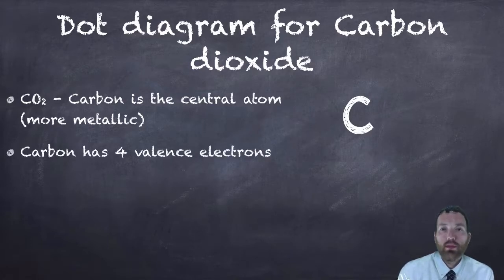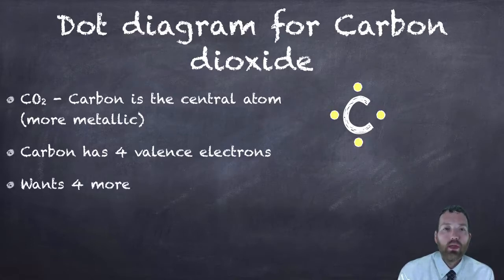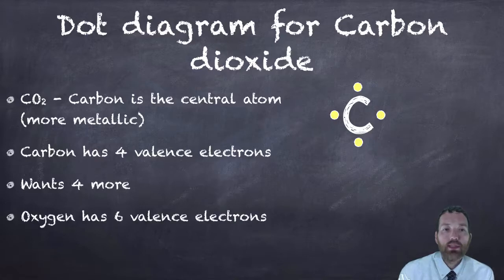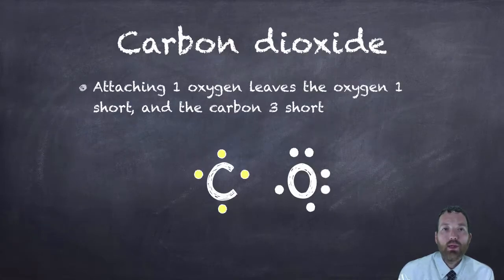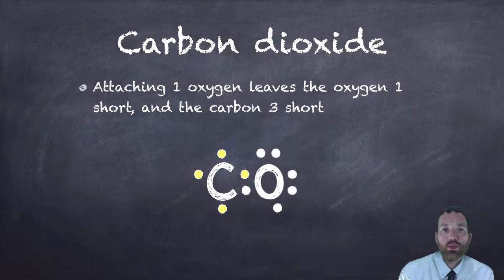So it has 4 valence electrons, so we need to fill them in correctly, 1 on each corner, like so. And it wants 4 more. Oxygen has 6 valence electrons. So here's an oxygen, 1, 2, 3, 4, 5, 6. And I'm going to need to attach 2 of these oxygens to one of these carbons. So let's see how this works. Of course, oxygen wants 2 more to be happy. So by attaching one oxygen, it's going to leave the oxygen 1 short and the carbon 3 short. So I haven't fulfilled anyone's octet here. Nobody has 8 in their outer shell yet. So let's see what happens when I attach the other oxygen.